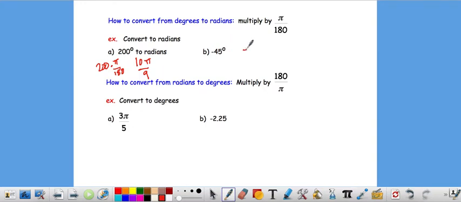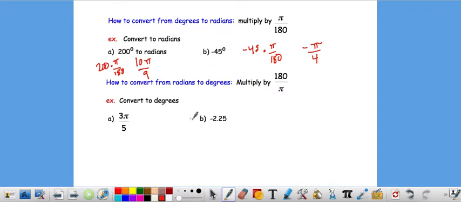Negative 45, we can do negative 45 times pi over 180. 45 goes into 180 4 times, so this is like negative pi over 4. Negative pi over 4 radians is the exact same as negative 45 degrees.